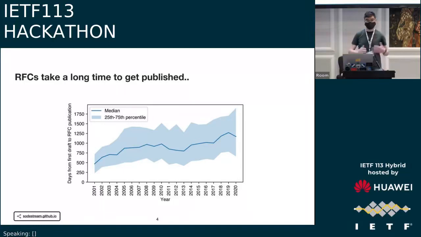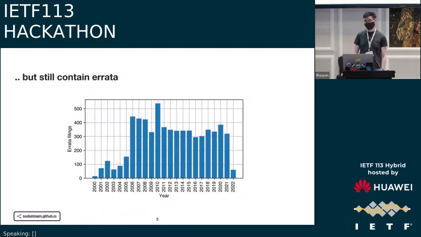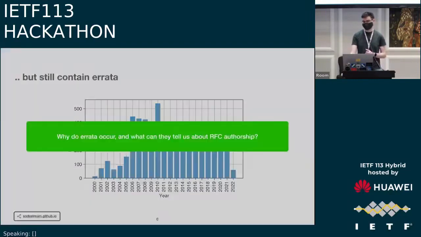Despite this really long drafting and editing process, we also see that there are still errata being filed against RFCs. The trend over the last decade or so has been around 300 errata being filed each year. So our question becomes, in spite of this multi-month or multi-year editing and drafting process, why do errata still occur, and what can we learn from those errata that might inform our learning about RFC authorship and the process behind it? This week at the hackathon, I've been developing tooling to explore this dataset and analyze the initial trends that we can see.